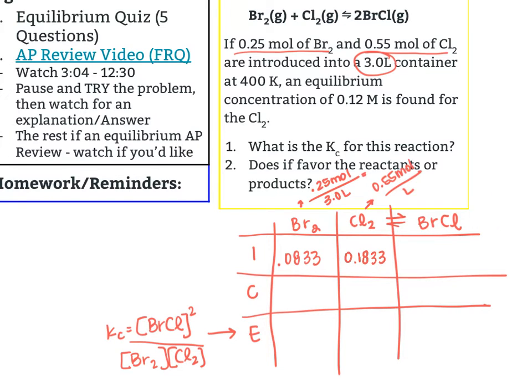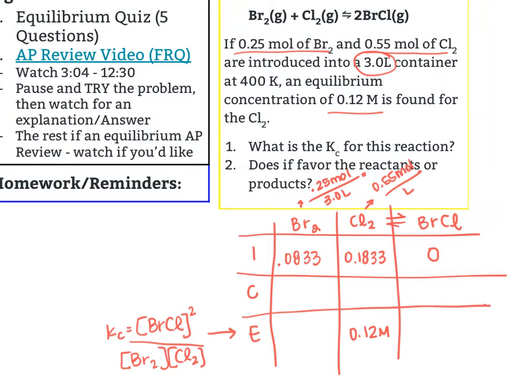If it doesn't tell you that it put any of the product into the reaction, you can assume that we're going to start with none. And then it also tells us that at equilibrium, a concentration of 0.12 molar is found for my Cl2. So that is going to be the most helpful piece, because now I know how much I started with, how much I ended with, and I can find how much of a change there was.